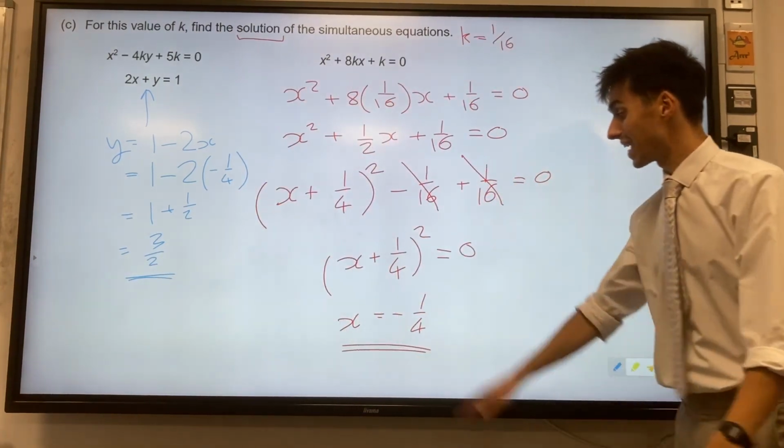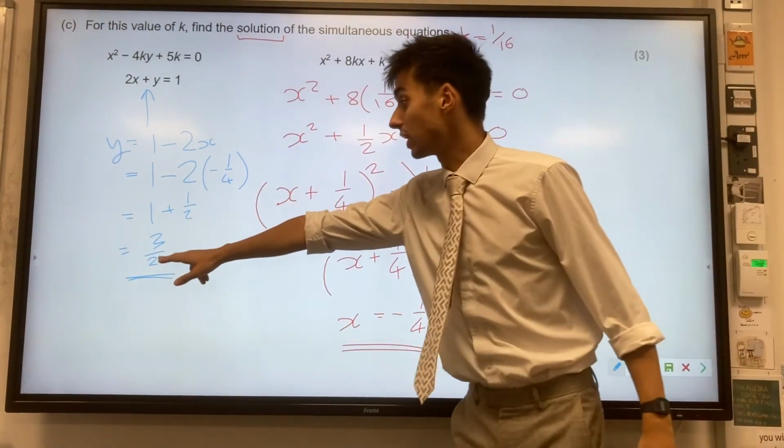So our solution is going to be x equals minus a quarter, y equals 3 over 2.